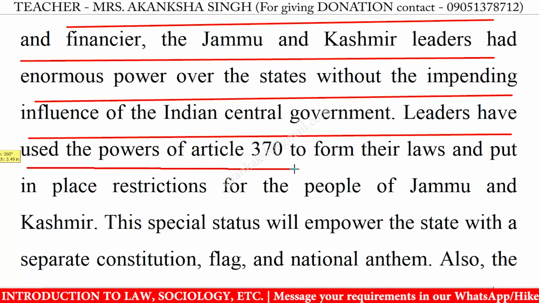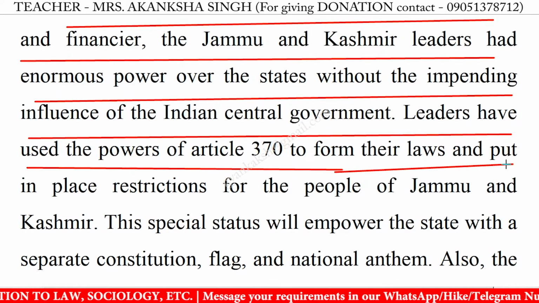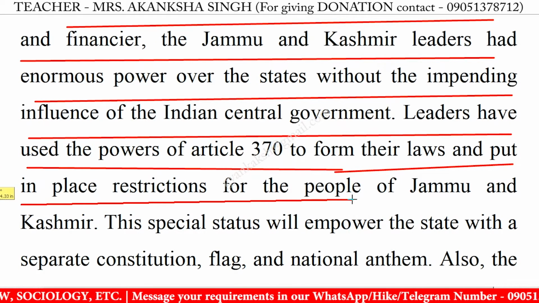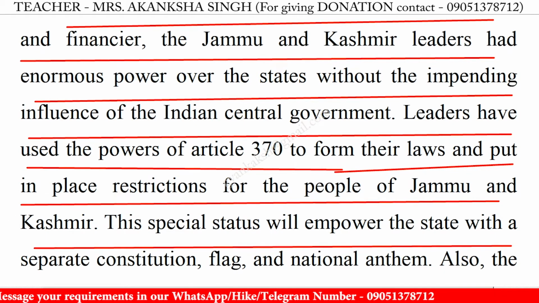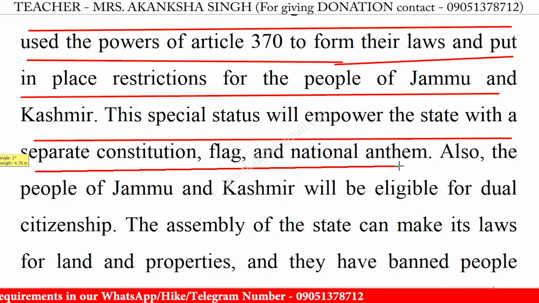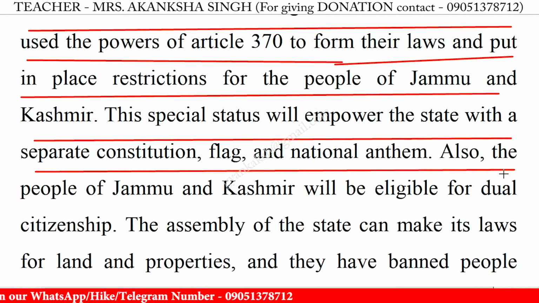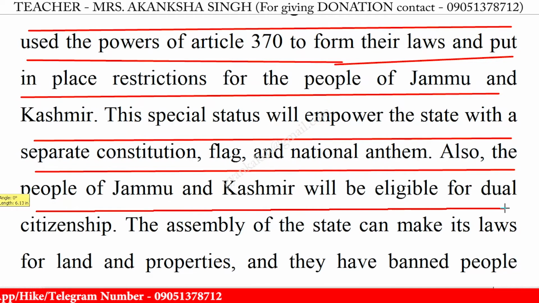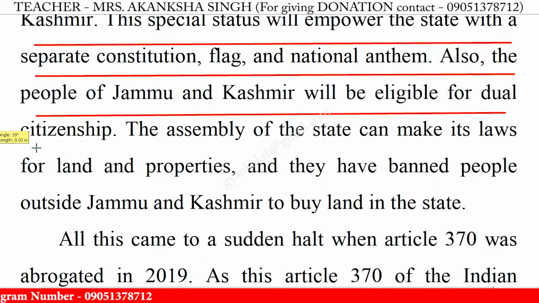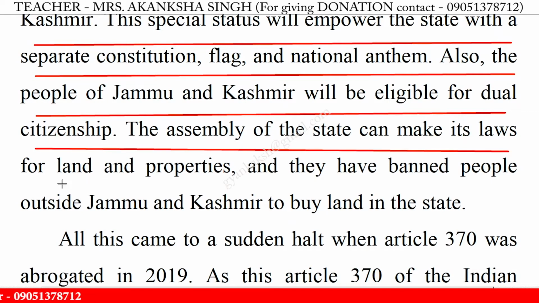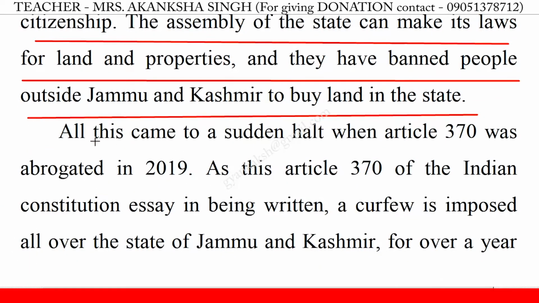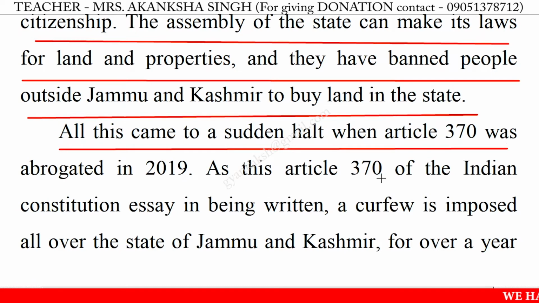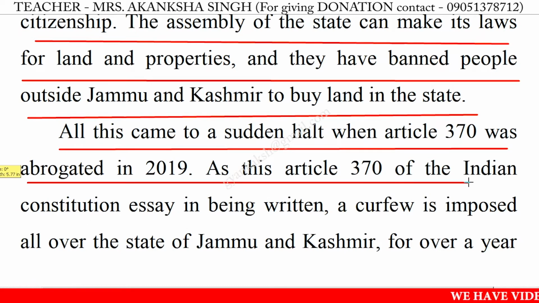Leaders have used the powers of Article 370 to form their laws and put in place restrictions for the people of Jammu and Kashmir. This special status empowered the state with a separate constitution, flag, and national anthem. Also, the people of Jammu and Kashmir were eligible for dual citizenship. The Assembly of the state could make its laws for land and properties, and they banned people outside Jammu and Kashmir from buying land in the state. All this came to a sudden halt when Article 370 was abrogated in 2019.